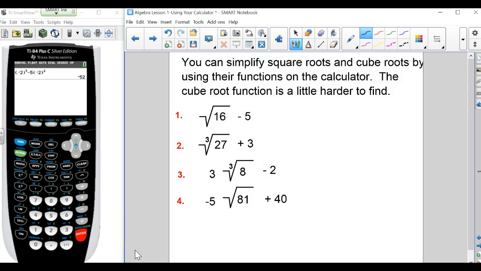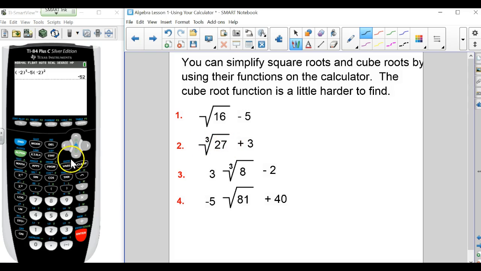Well, when you see problems that look like these with radical symbols on them, then you know the calculator truly is your friend because it's going to make these problems pretty easy for us to do. The only thing that you really need to know is where to find the square root and the cube root symbols, and we'll just walk through. I'll go ahead and do problems number 2 and number 4 for you, and then you can come back and do 1 and 3. So let's start with problem number 2.